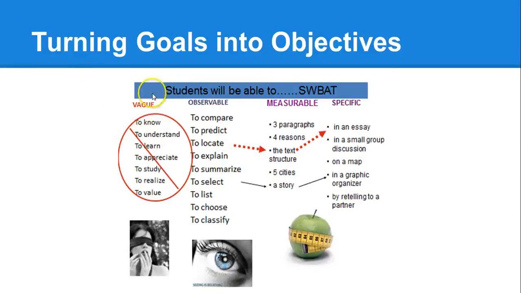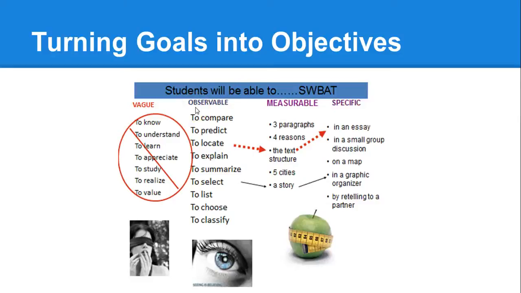So whereas goals can have language like to know, understand, learn, appreciate, value, those verbs are still too general. They're too vague. They're not observable. So the goals need to be turned into objectives by using language that is more specific, measurable, and observable.